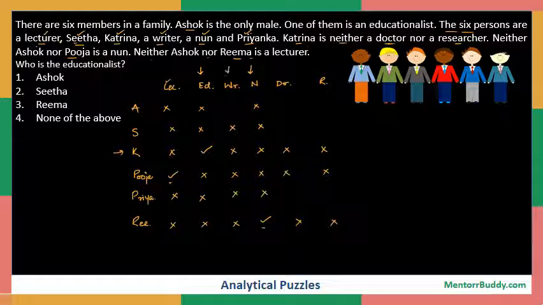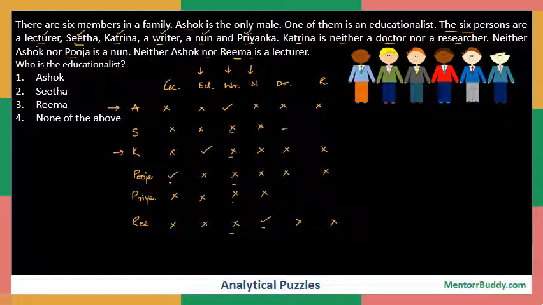If I look across the writer, I see that everywhere there is a cross except for Ashok. So thus Ashok becomes the writer now. So this is how we go ahead and frame what is given in the information. Now still, as you can see, there are certain columns which are left which do not have a conclusion. Like for example, if I look for Ashok once again, because Ashok is a writer, he cannot be a doctor and he cannot be a researcher. So this is how we can put the information.